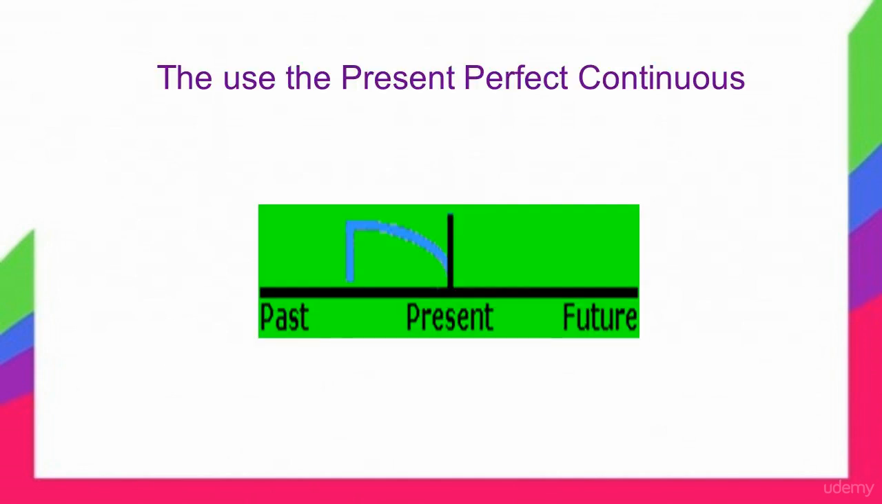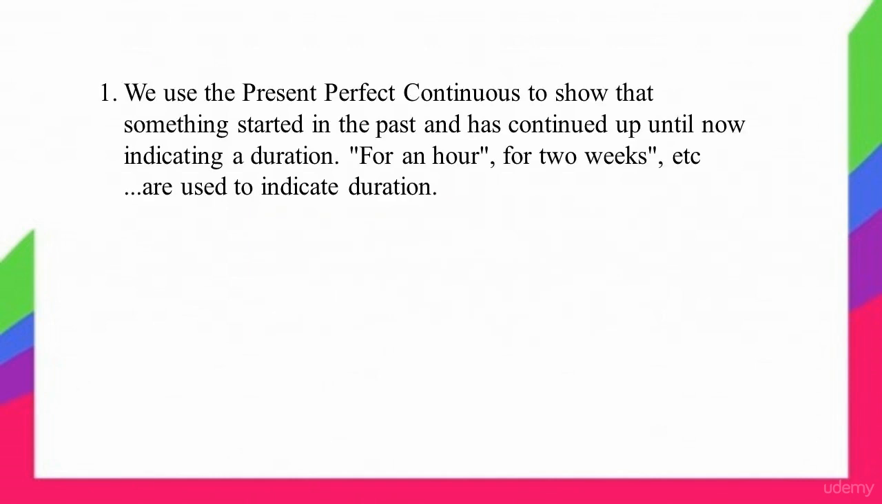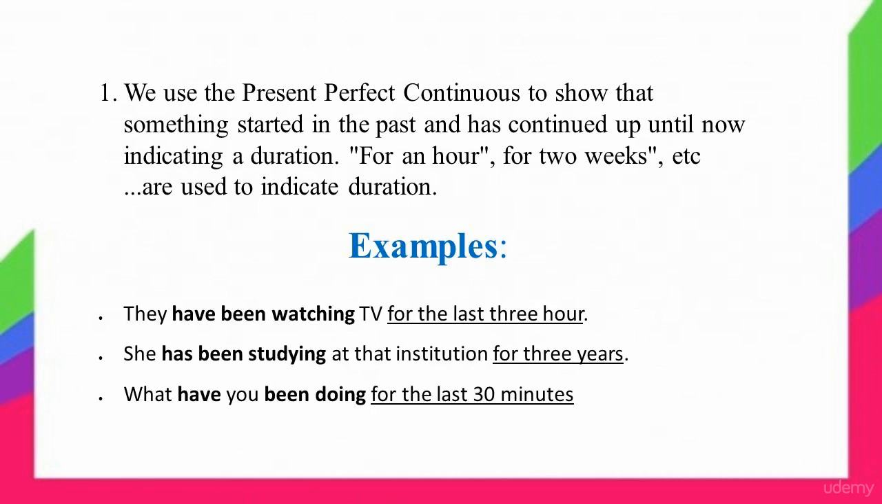The use of the present perfect continuous. Number 1. We use the present perfect continuous to show that something started in the past and has continued up until now, indicating a duration. For an hour, for 2 weeks, etc. are used to indicate duration. Examples. They have been watching TV for the last 3 hours. She's been studying at that institution for 3 years. What have you been doing for the last 30 minutes?